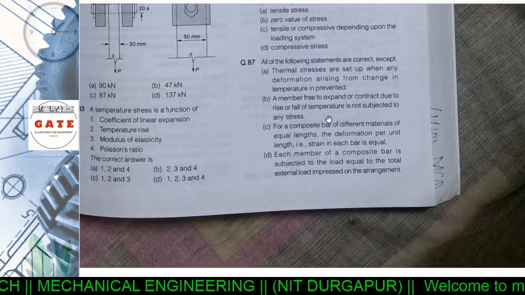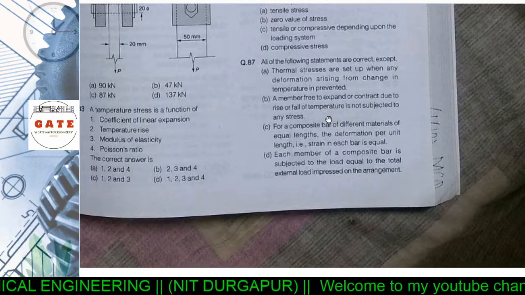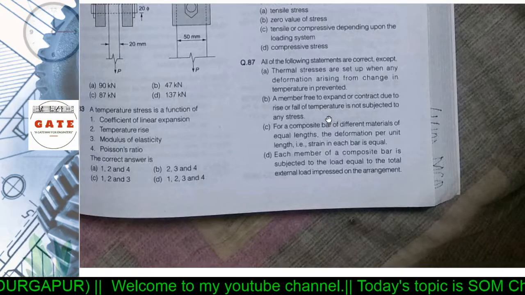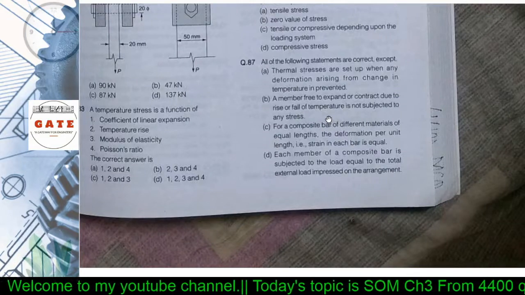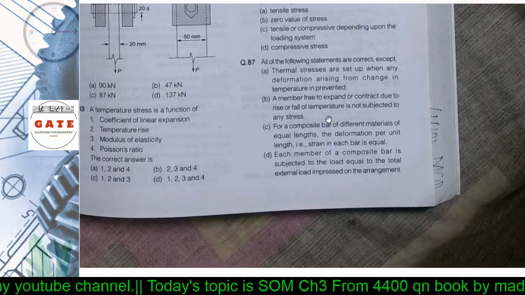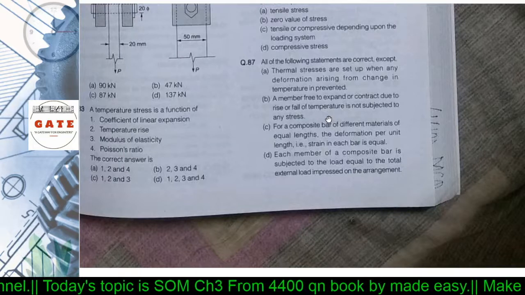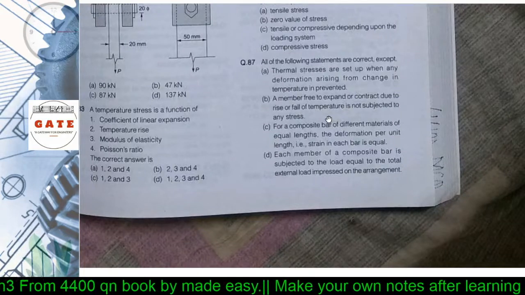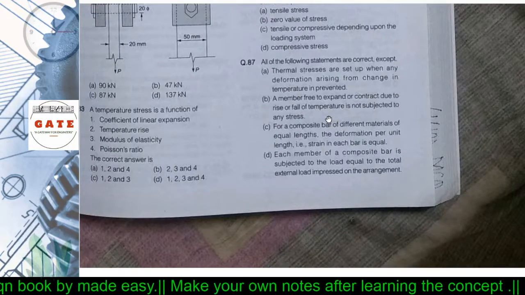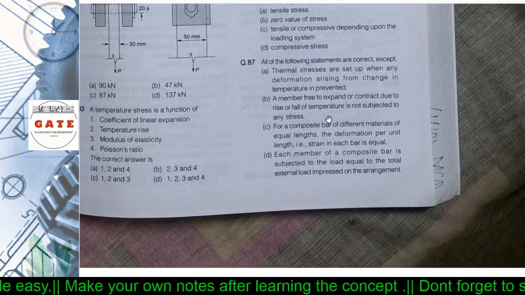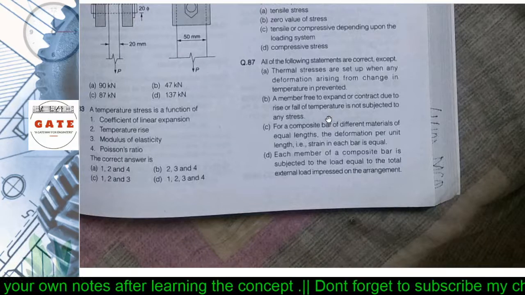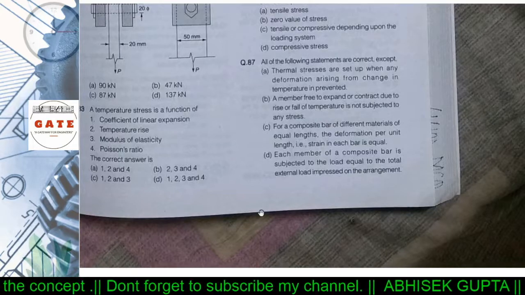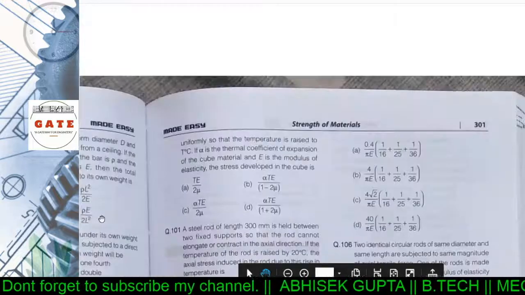Option C is correct, and option B is also correct, because when free to expand or contract, no thermal stresses will arise. For option A, thermal stress is set up when the change in temperature is prevented. Yes, when deformation is prevented, then the stresses develop. So option A is correct, B is correct, C is correct. So the correct answer for this question is option D. We have to figure out the false statement, so option D is correct. Question 87, option D.